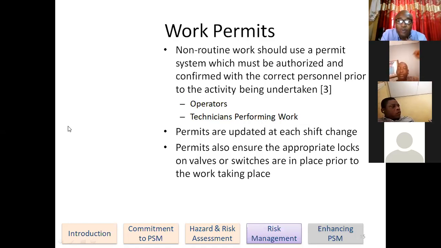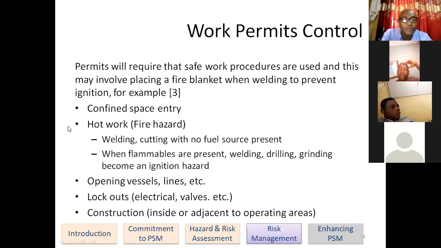A permit can also help you to check a logout and a tag out. So where do we need a permit? Permits will require the safe work procedure to be used in the following places. A confined space: somebody that wants to go and work under the ground, or somebody entering a tunnel. People welding in an underground tunnel, they want to work, you need a permit to ensure that that person is in good condition before you go under to do that thing.